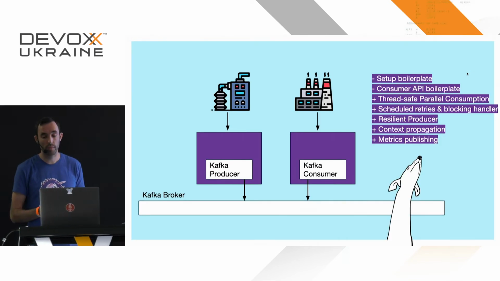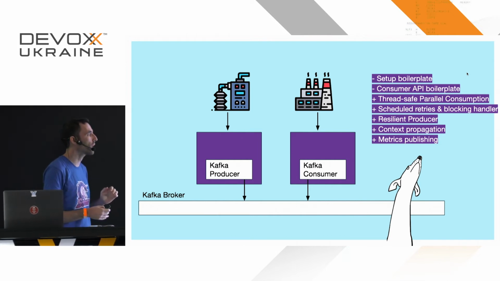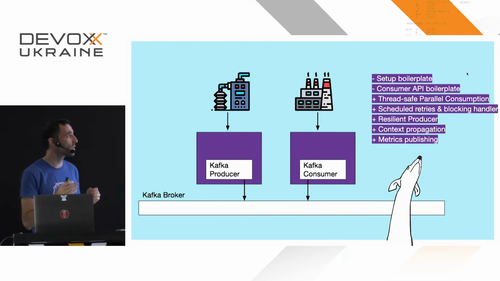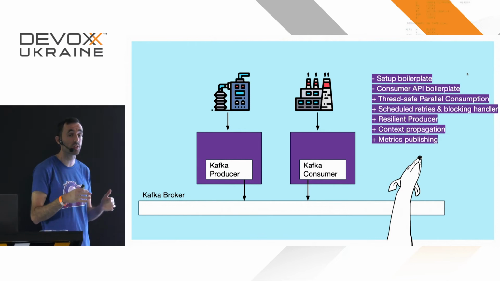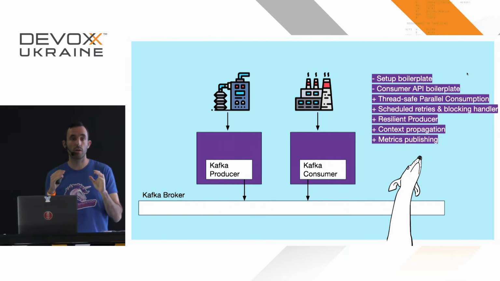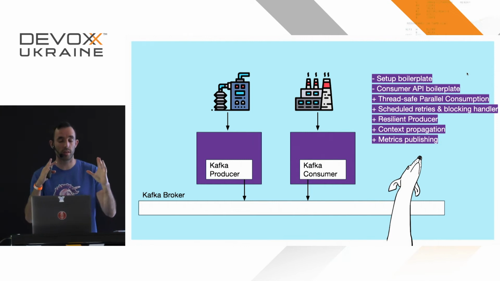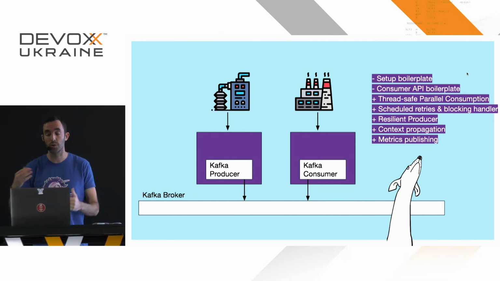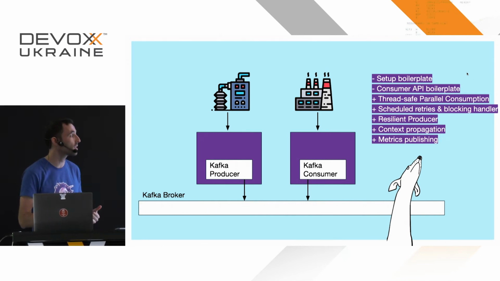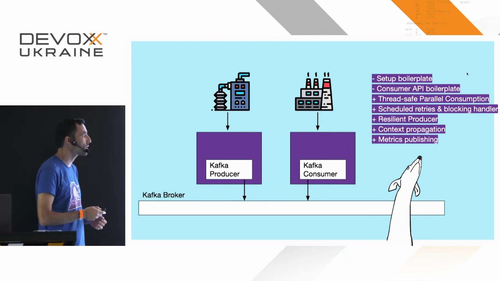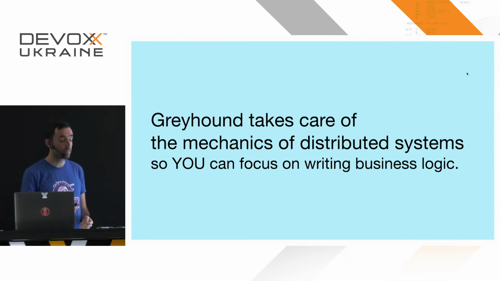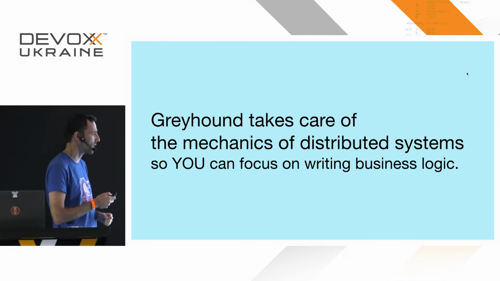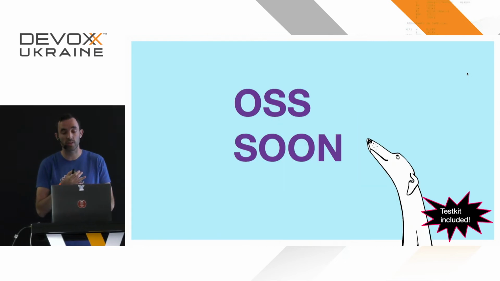Okay, so we talked about the Greyhound features, and why we wrapped the Kafka SDK to make it simpler, to have higher level abstractions, letting the business code be the key here and not all the boilerplate around it, and all the missing features for producing, consuming, and behind the scenes tracing and metrics publishing. So Greyhound takes care of the mechanics of distributed systems, so you can focus on writing business logic. And we are planning to open source it very soon.